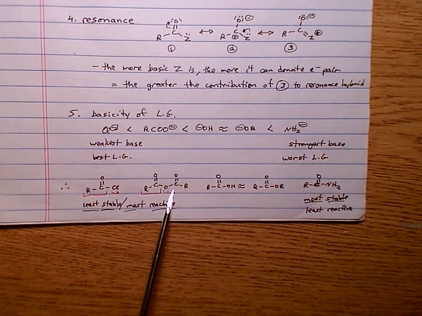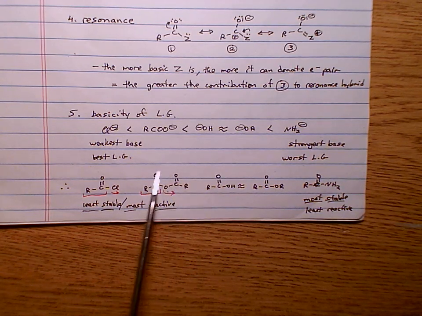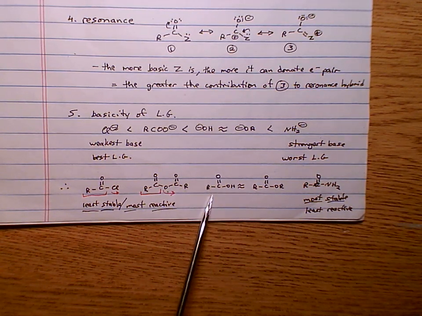Acetate ion is a fairly weak base. It's the conjugate base of acetic acid. Acetic acid is a weak acid, therefore acetate ion is a weak base. Weak base, good leaving group. Makes anhydrides very reactive. We've already talked about these guys.